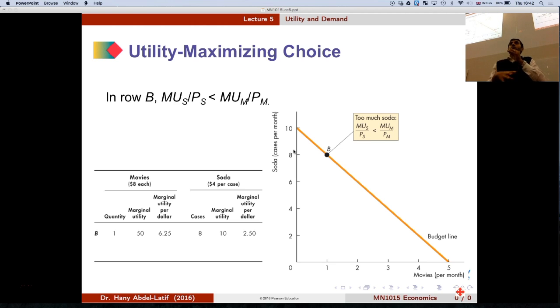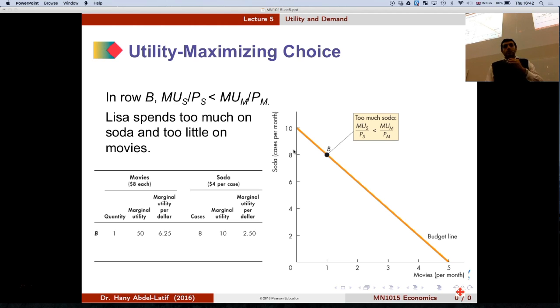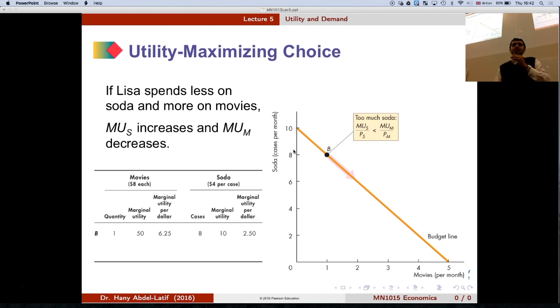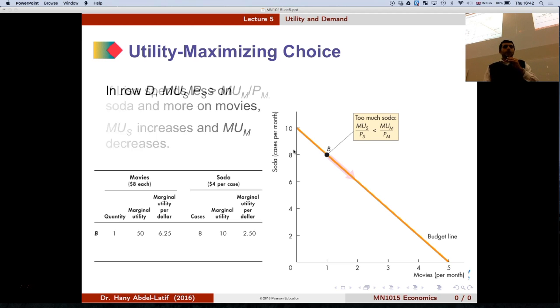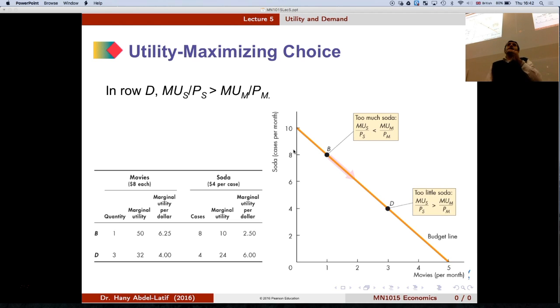I know this is affordable. She can buy point B. She can buy this combination, but this combination doesn't maximize her utility. So let's look at, and at this point you'll see the marginal utility per dollar for movies is greater than the marginal utility per dollar for soda. So 6.25 is greater than 2.5. So let's look at another combination here. So let's say D. That's another combination.